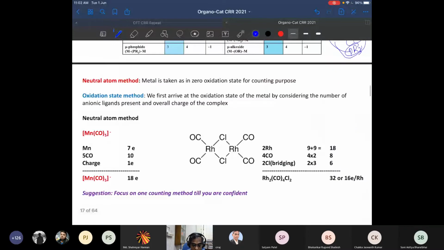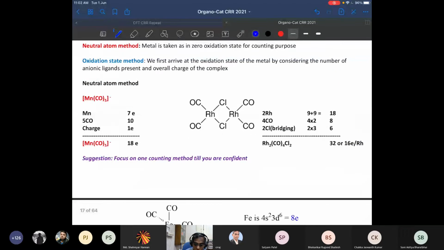Right, neutral atom method. I have given only one. I will take only one example. You forget about the second example, the rhodium example, forget about it. Look at the manganese pentacarbonyl. A neutral atom method I have given. Manganese has 7 valence electrons, 5 carbonyl at 2 electrons each is 10 electrons, and the charge of 1 is 1 electron. Totally you have 18 electrons.